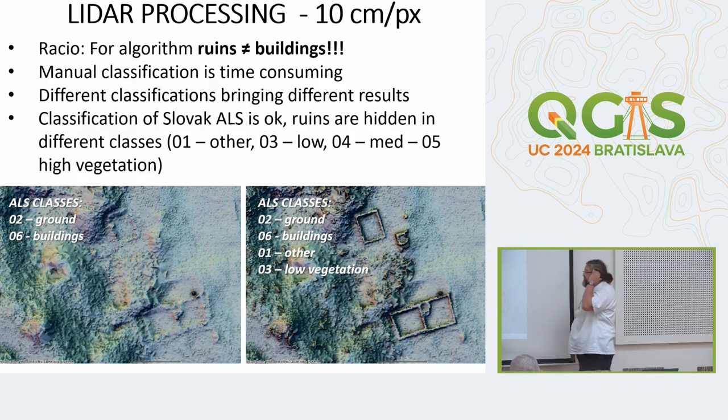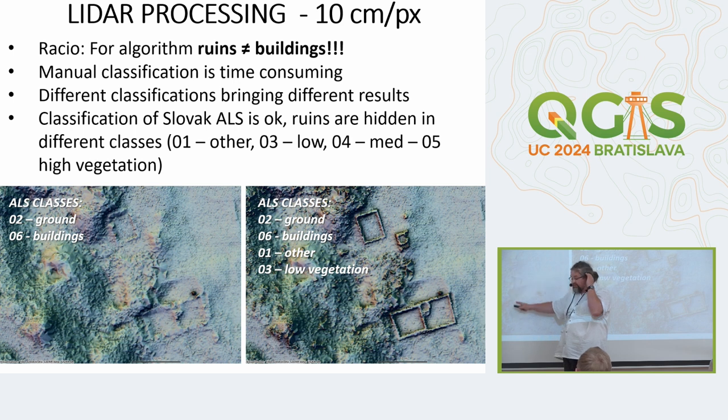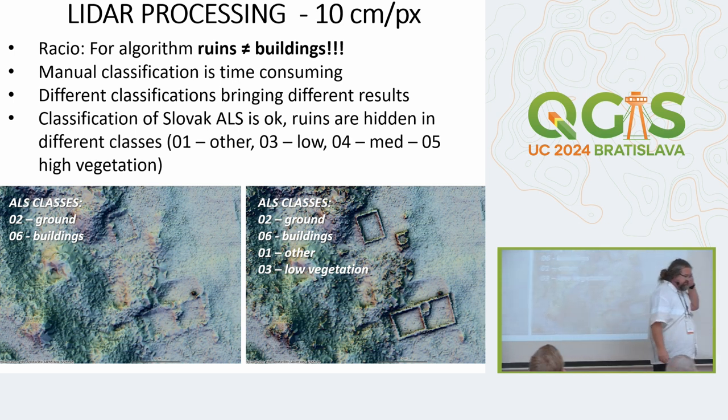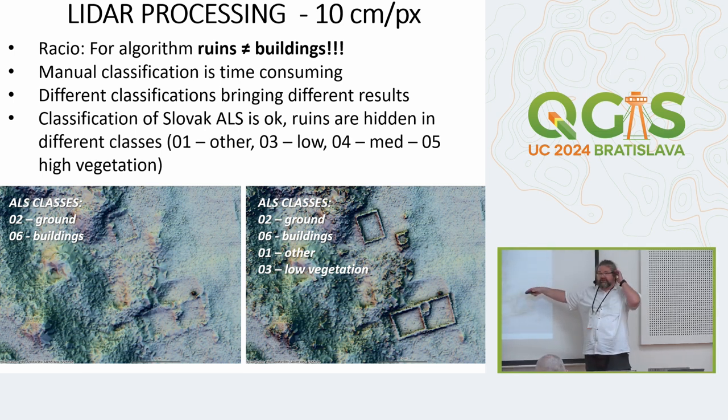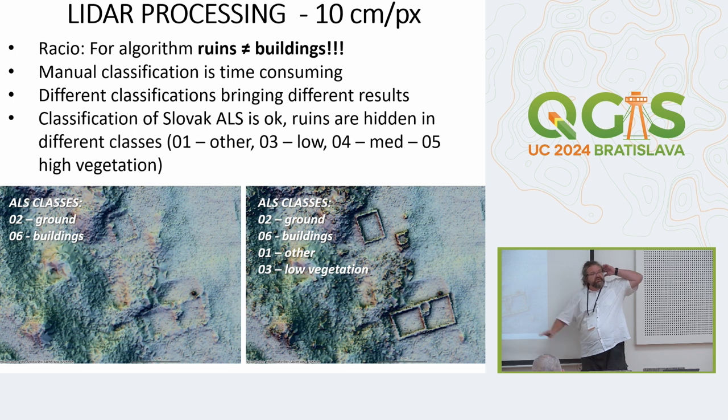So for instance, this is the example of the digital elevation model made from the ground and building, those two most famous classes in the LIDAR data. And here is the combination of the ground data, building, other and low vegetation. My advice for people who are working with cultural heritage or with ruins: try to use also the other classification classes for producing the digital elevation model. Of course, you can reclassify those data, but I think that it is time consuming, complicated. Sometimes it's easier to make scripts and they will process all of these classes into one picture.